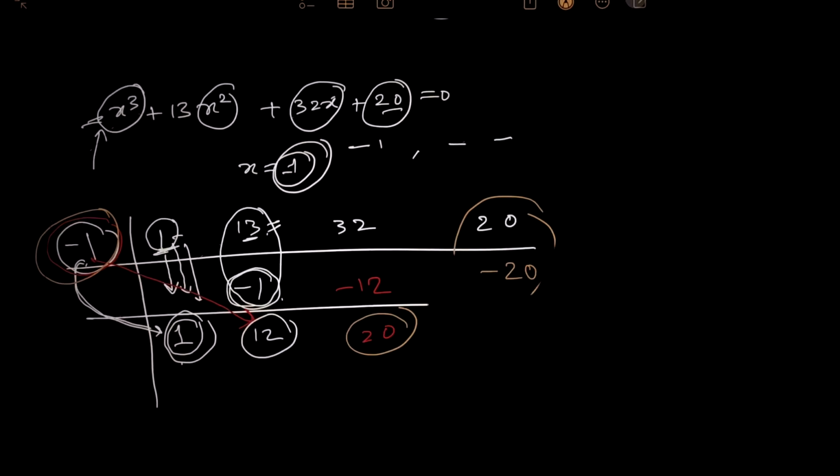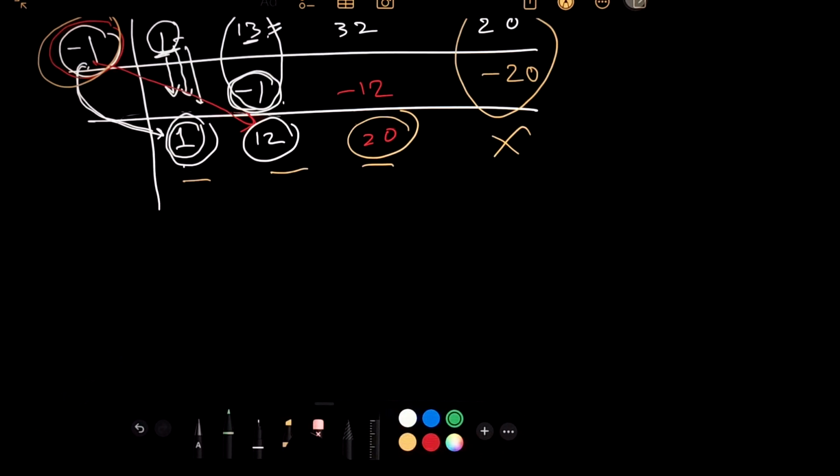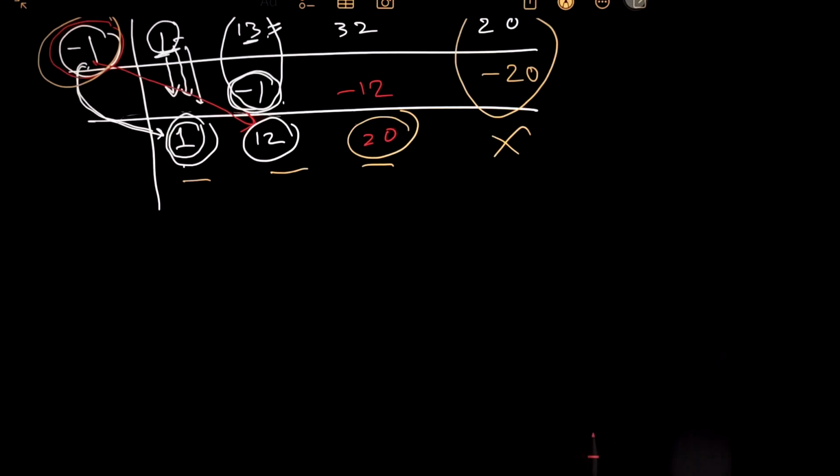Okay, the algebraic sum will become 0. Now whatever is remaining here, this becomes the coefficients of your quadratic equation. How? I'll tell you. This 1 means 1x square, this 12 means plus 12x, and this 20 means plus 20 is equal to 0.